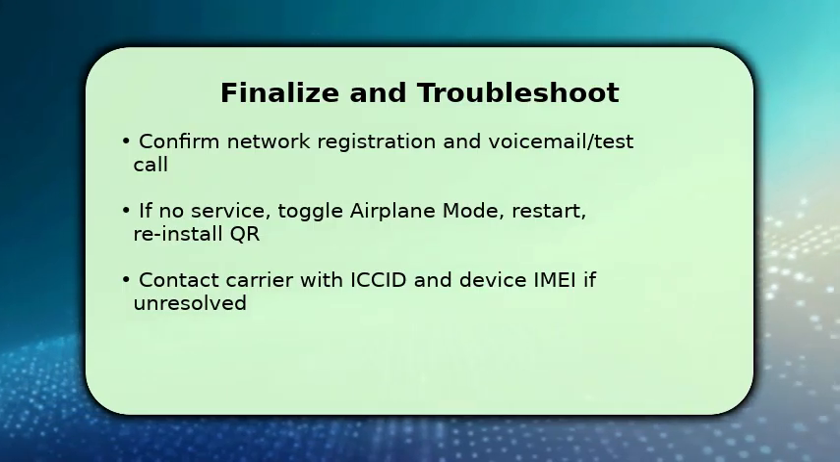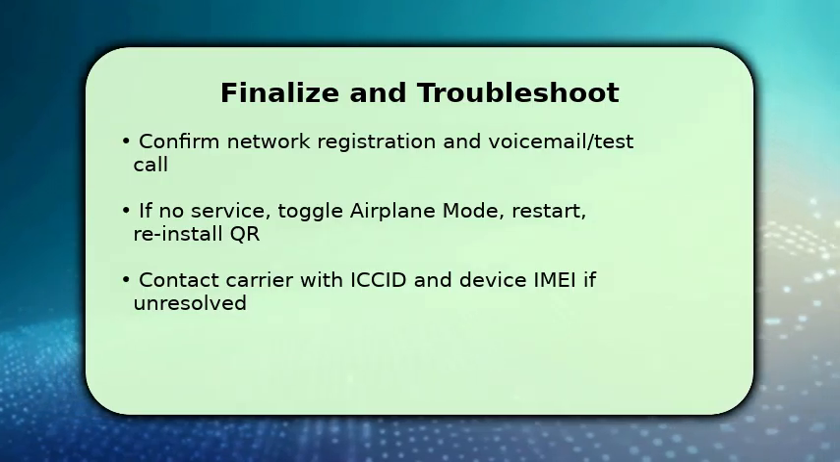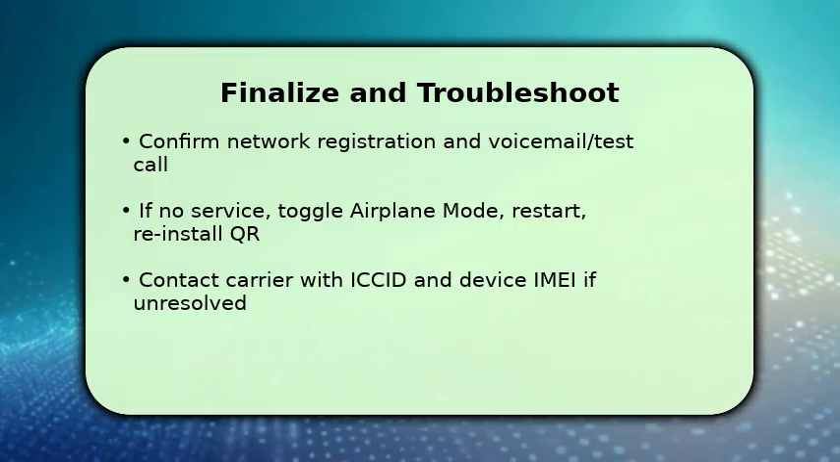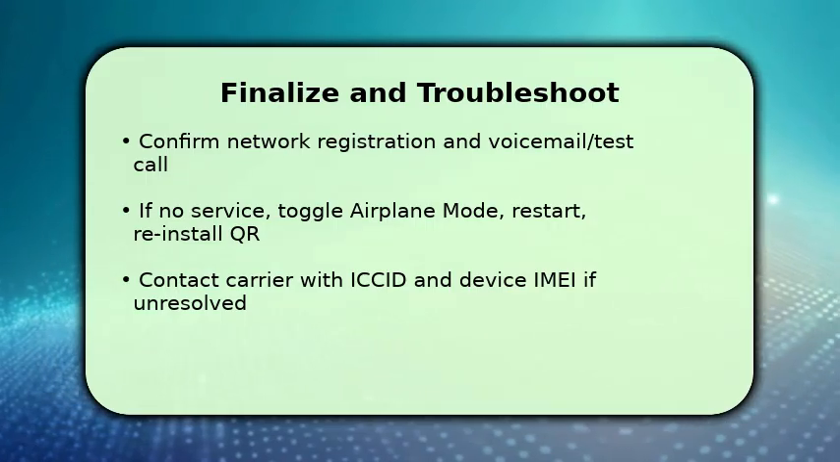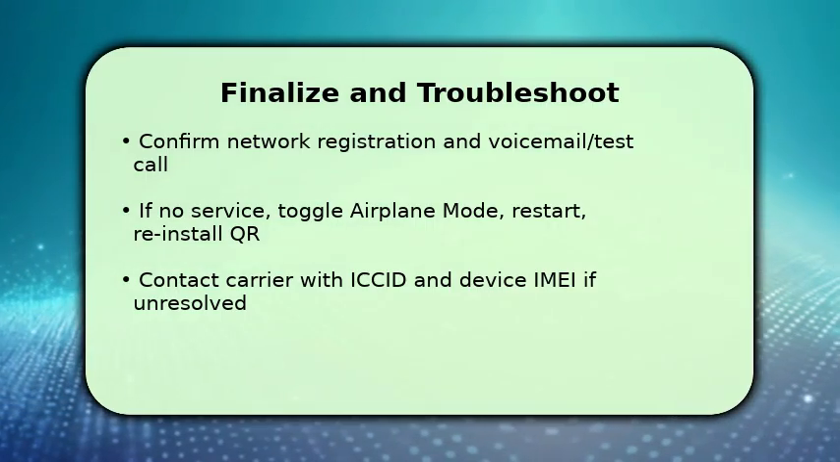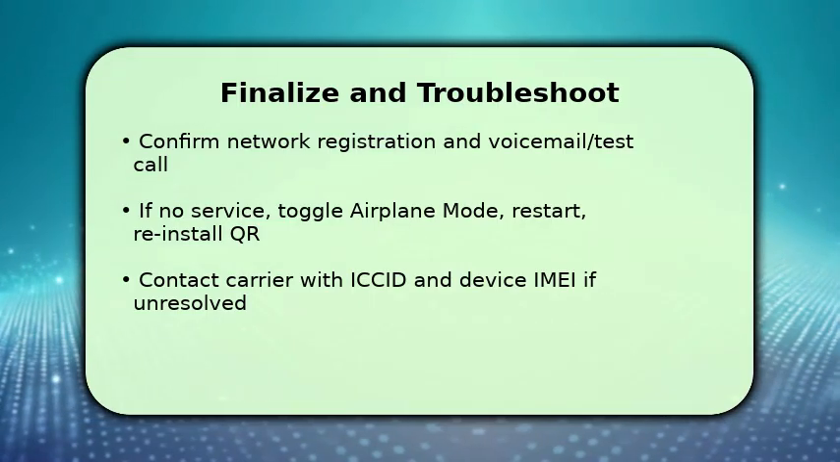If there's no service, toggle airplane mode for 10 seconds, restart the phone, and if needed, remove and re-add the eSIM using the QR or activation code so the carrier can re-push settings. If issues persist, contact the carrier and provide the ICCID and device IMEI so they can verify provisioning. This often reveals backend mismatches.